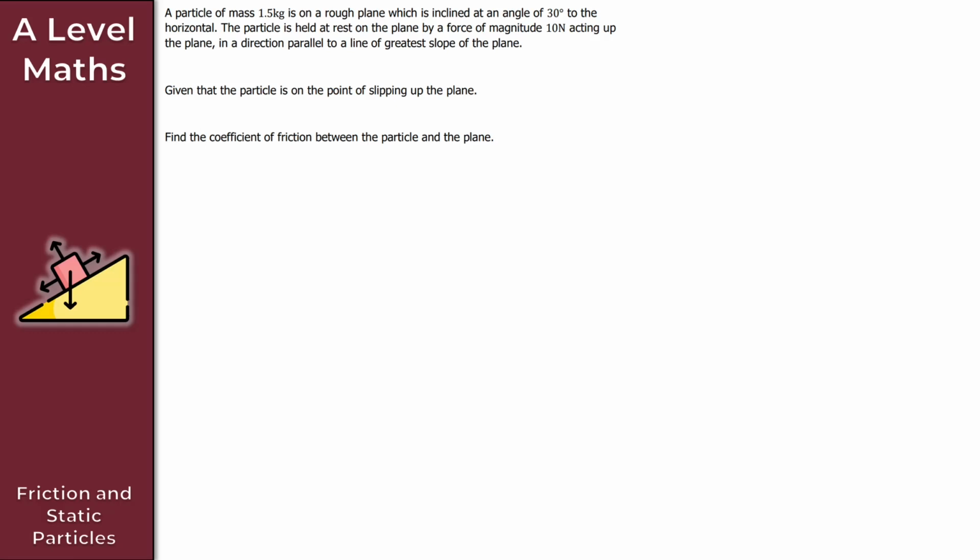As we can see straight away, we aren't given a diagram, so the first thing we're going to do is start by drawing our own diagram. I've got the horizontal here. We then have the rough plane, which is inclined at an angle of 30 degrees to the horizontal, so that would look something like that. This angle is given as 30 degrees. We have the particle on the rough plane, like so. That would be the diagram for this problem.